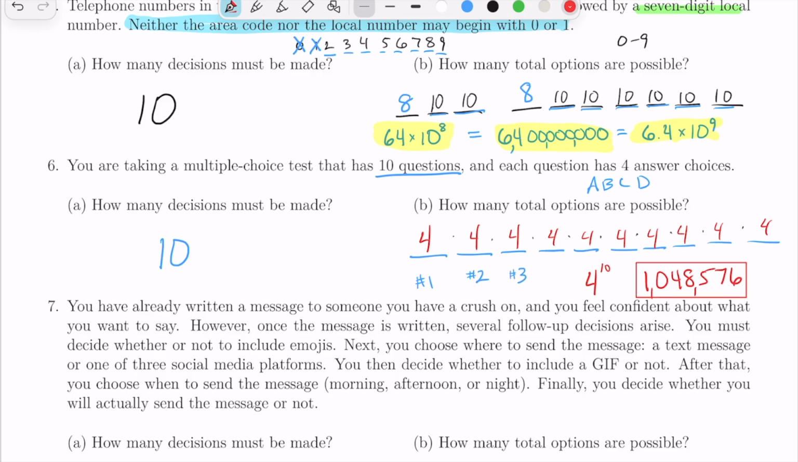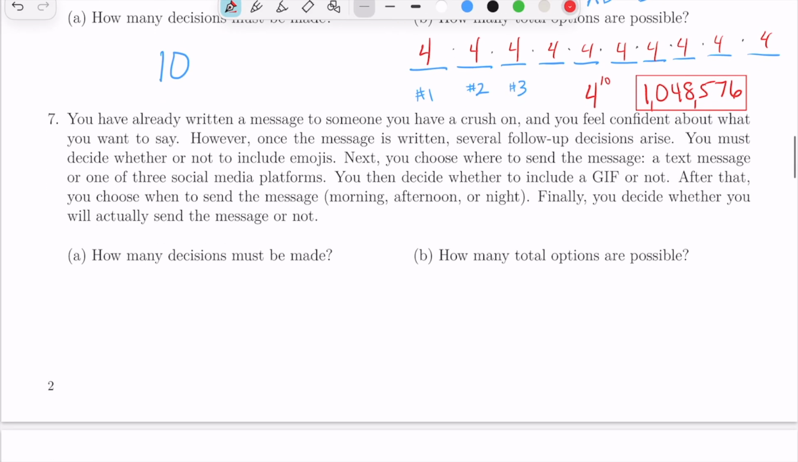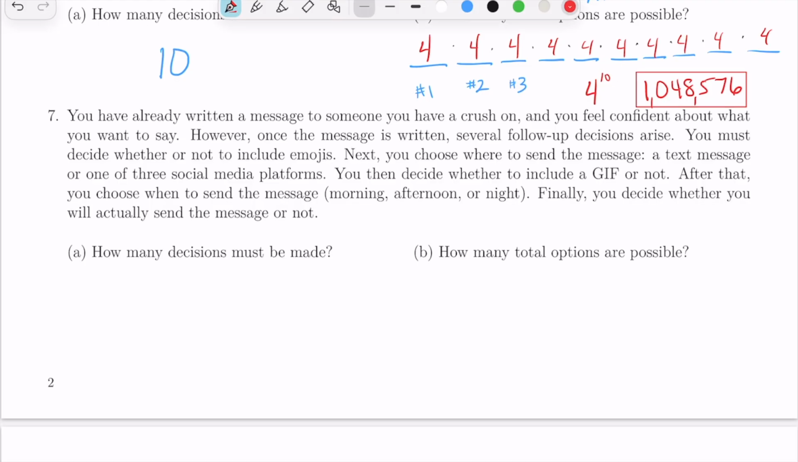That means that if you were to sit down and take a multiple choice test that has 10 questions on it, and each question has 4 choices, A, B, C, D, if you didn't even read the questions and you just guessed, you would have a 1 in a little over 1,000,000 chance of getting them all right. So there's 1,048,576 possibilities.